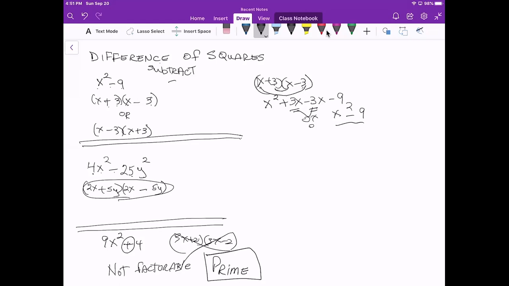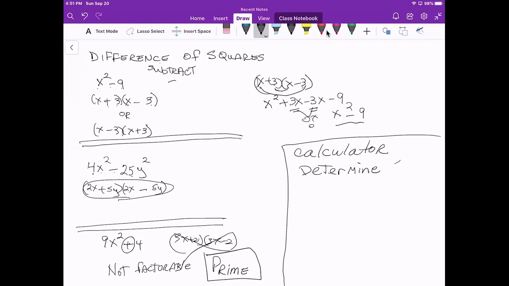That's it, not factorable. All right, one other thing, I'm going to show you how to use the graphing calculator to go ahead and determine squares. The way you do that is you go to y equals, and you're going to type in x squared. So you want all the y's that equal x squared.